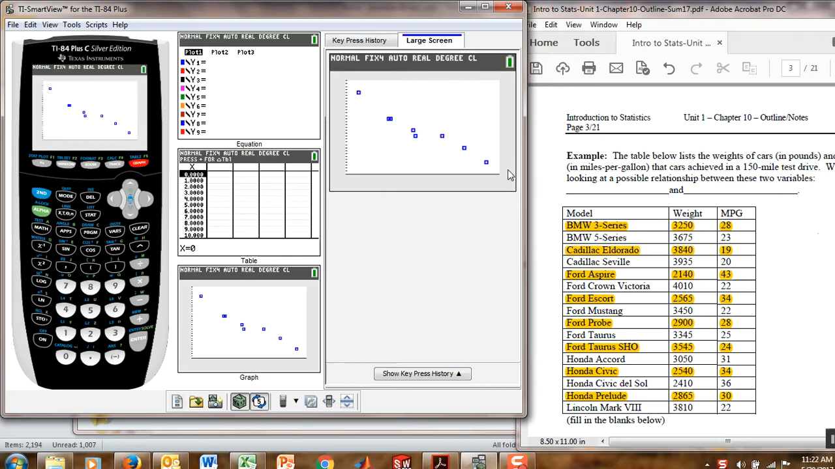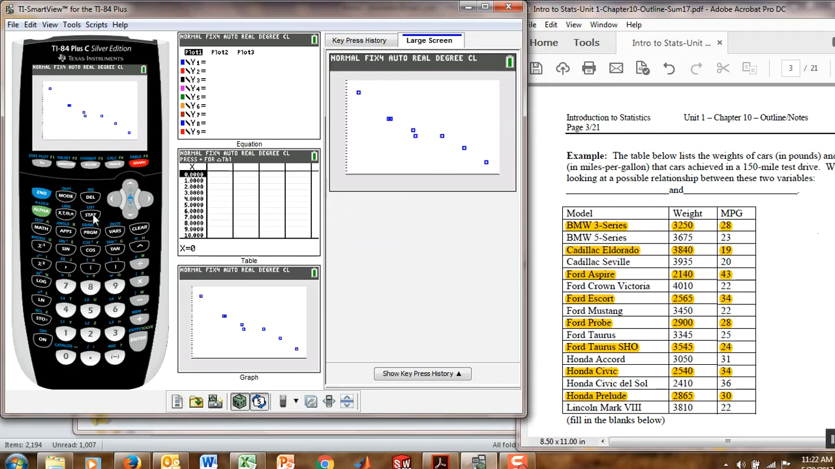And this is the weight on the bottom, and the vertical axis is miles per gallon. As the weight increases, the miles per gallon decrease, which is something that you would expect. Now we want to see what type of a line equation this would make.